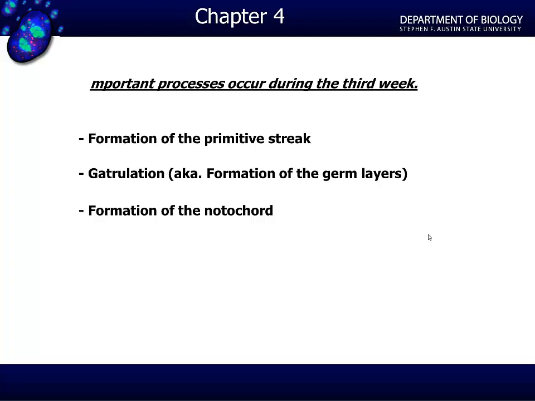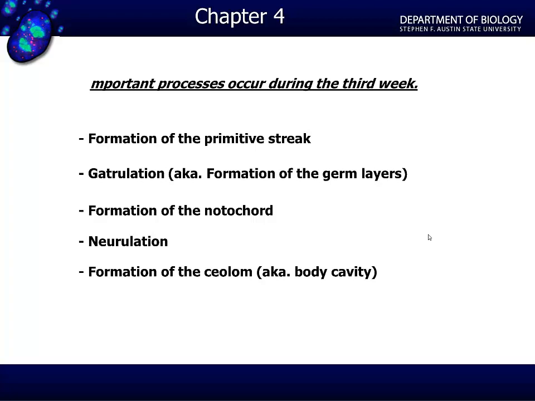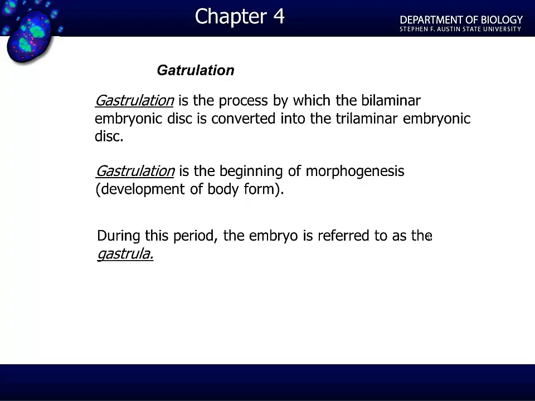Now, in addition to that, we will go on in subsequent podcasts to talk about the formation of the notochord, neurulation, the formation of the body cavity, all of these critical events that are occurring during this third week of development. So here we're going to focus on gastrulation. And gastrulation is the process where we take this bilaminar embryonic disc that consists of an epiblast and a hypoblast, and we're going to convert it into our trilaminar embryonic disc that's composed of our endoderm, ectoderm, and mesoderm.